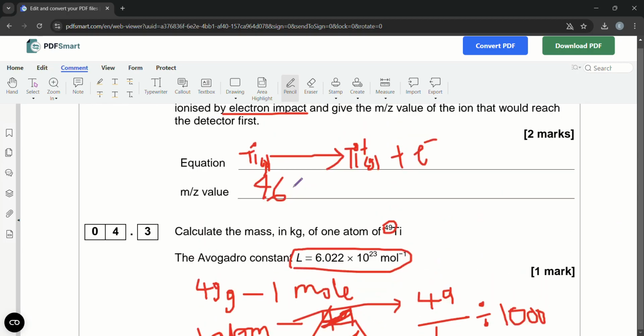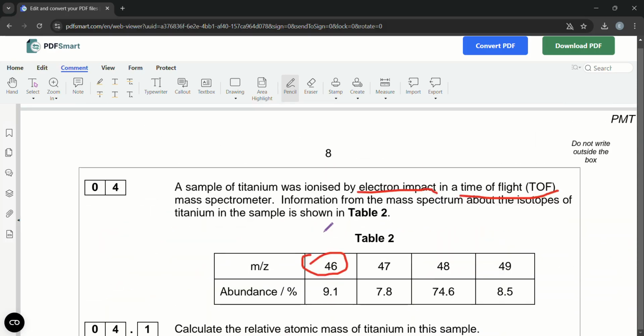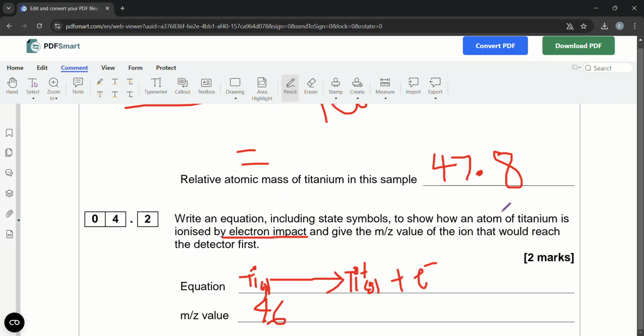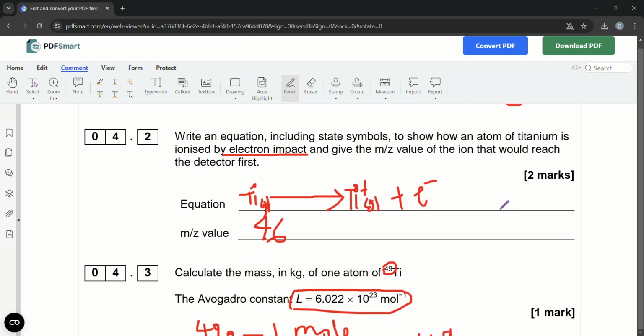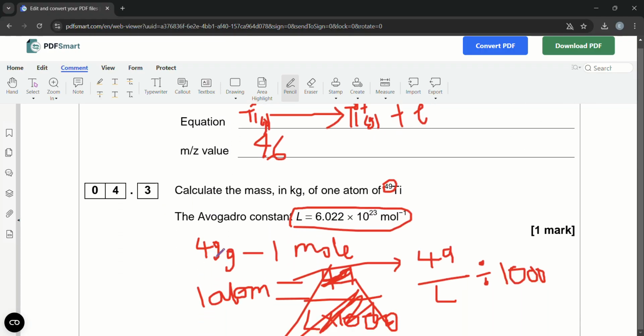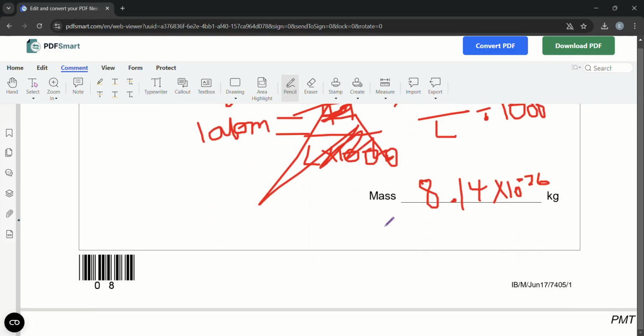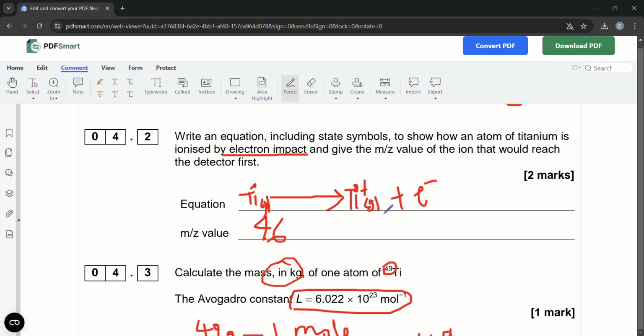The reason we want it in kilograms is because KE equals a half mv squared, which is what we use to calculate the kinetic energy of the ions. In order to get kinetic energy in joules, it requires mass to be in kilograms. So that's why we have to calculate kilograms. But you should get that for 1 mark.